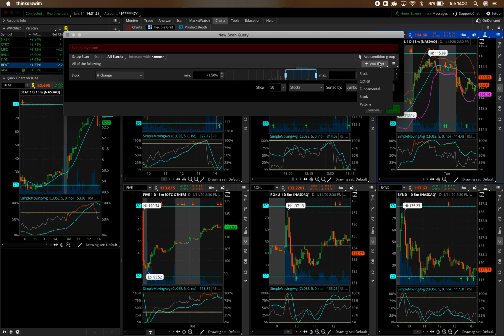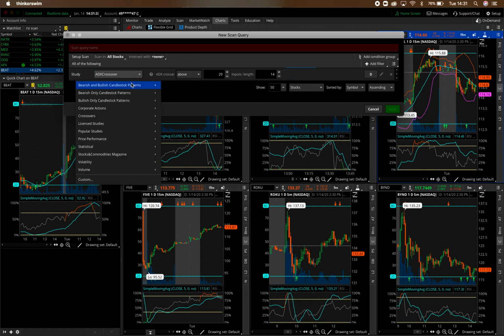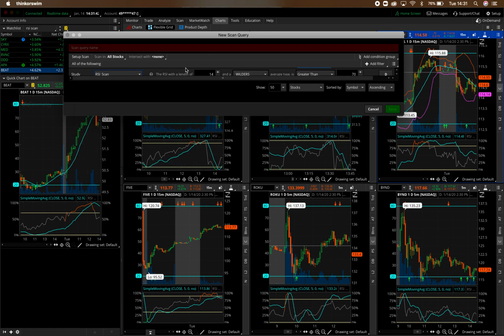All right, so we'll add one more filter, our study filter. This is where it'll identify the RSI scanner. Let's go to popular studies and it'll be under RSI scan. We'll be using the RSI to identify stocks that are overbought or have recently been overbought or oversold. We're trying to see anything but fair value that's actually oversold, so we can find a good entry point to ride it back up and increase the probability of success.